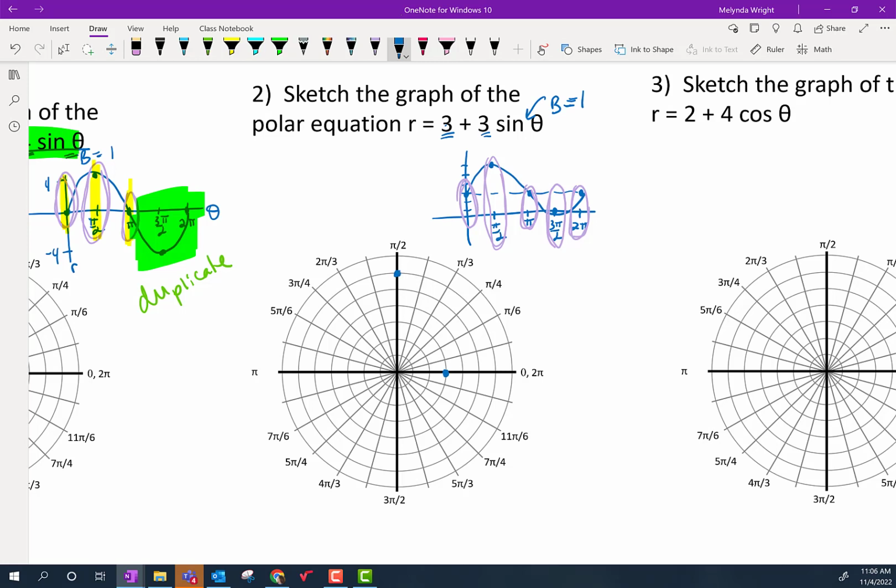So now we're going to connect those points with a nice plump curve. Always curves, nice and full. Okay, y'all know I'm not the best artist. That's close enough for me. Okay, so pi over 2, 6. Now we're at pi, 3. So we're at pi right here, 3, 1, 2, 3. Again, when we're connecting these, we're making it nice and full.